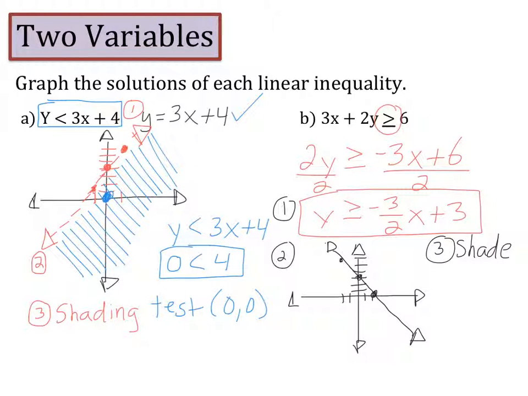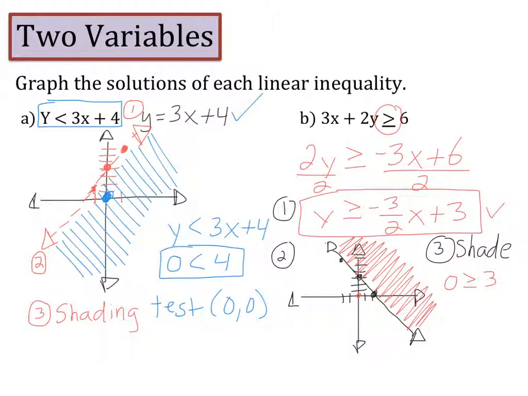So we test out a point. I recommend trying out 0, 0 and plugging that into our inequality here. So that would give us 0 is greater than or equal to 3. Now that's not true, so what we end up doing is shading the area that doesn't have that, because 0 is not greater than 3, nor is it equal to 3. So we shade in this area right here.